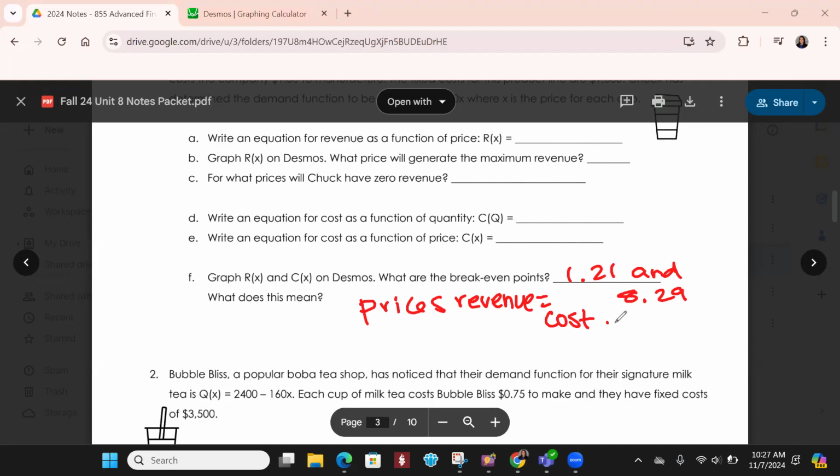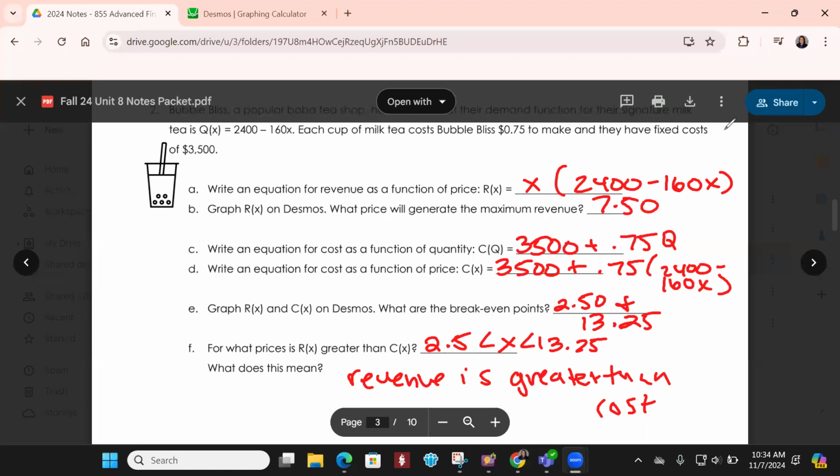Okay, did you get the second question? Have you started on number 2? Okay, so go ahead and try number 2 now that we've done number 1 really quick. So the equation for revenue is X times 2,400 minus 160X. What price will generate the maximum revenue? That's 750. Write an equation for the cost as a function of quantity. That's 3,500 plus 0.75 Q.